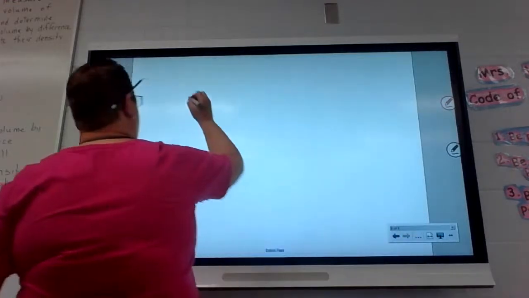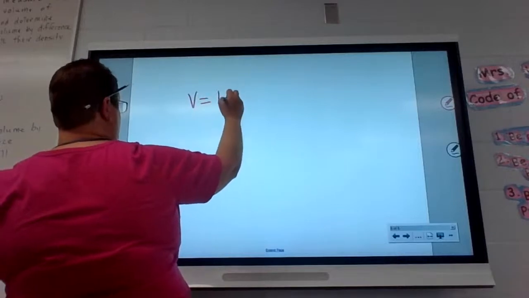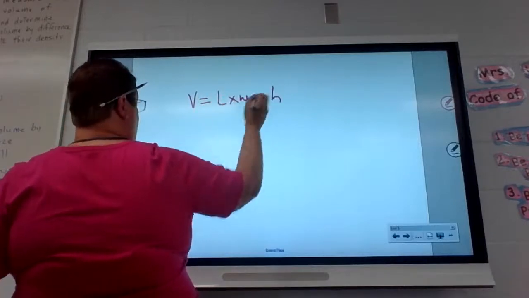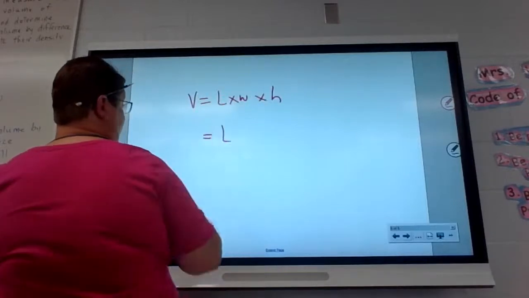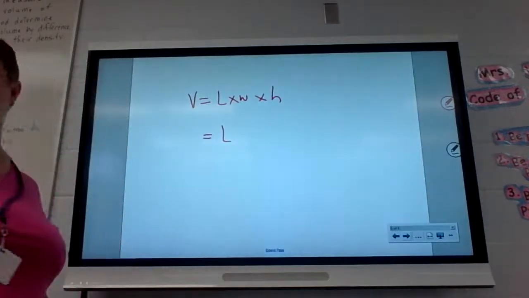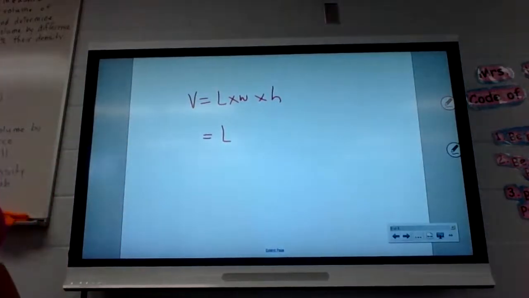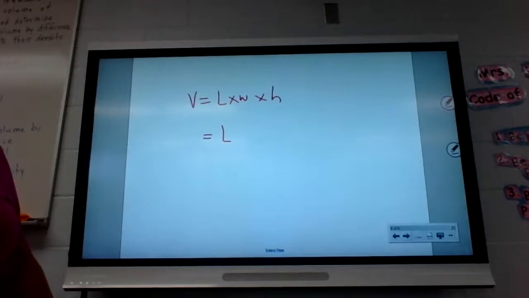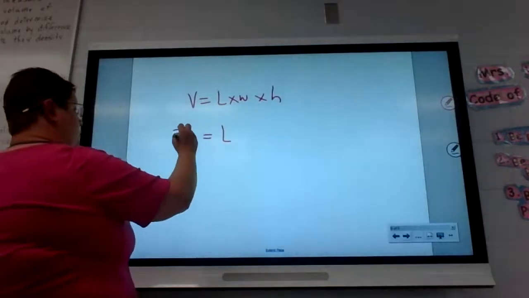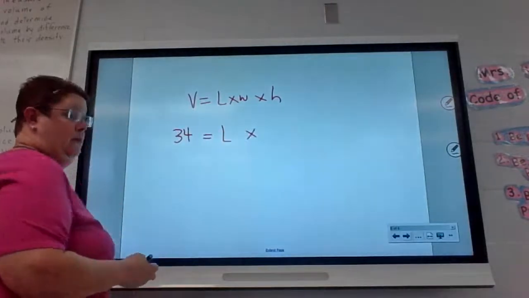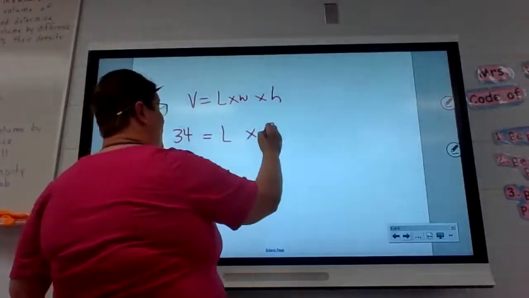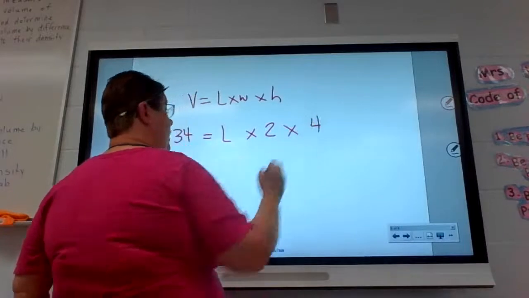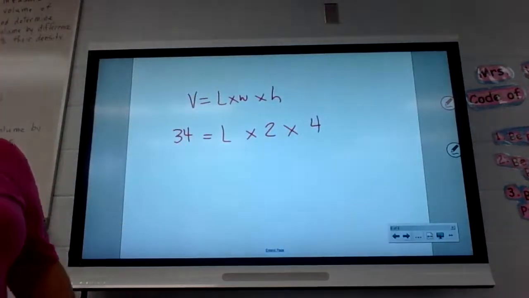Okay, so now let's look at what they gave us in the question. It's asking me for length, so we have to solve for L. The rest of it has to be there. What did they give us in the question? What's my volume? 34. What's my width? 2. What's my height? 4. If you're sitting in math class, what do you do to solve?